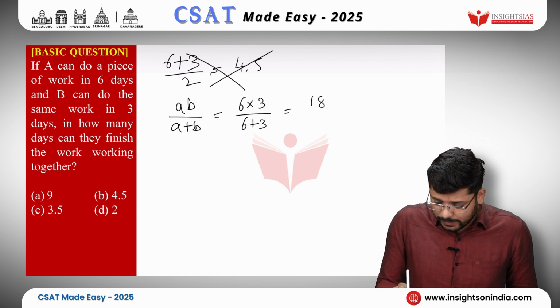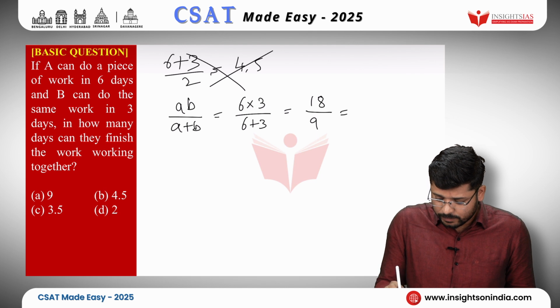What is 6 into 3? That is 18. What is 6 plus 3? That is 9. So 9 2s are 18, right? So your answer is 2 days.